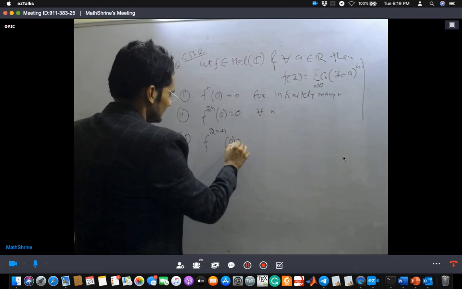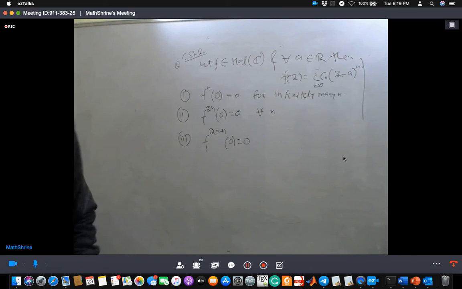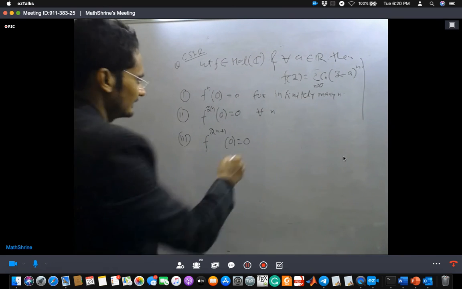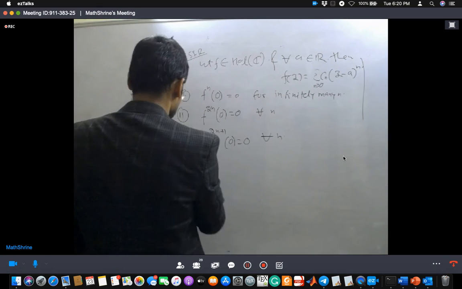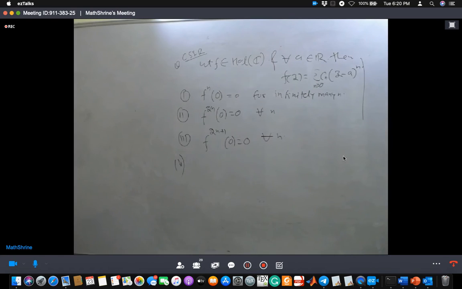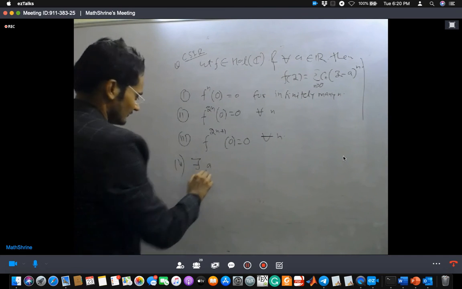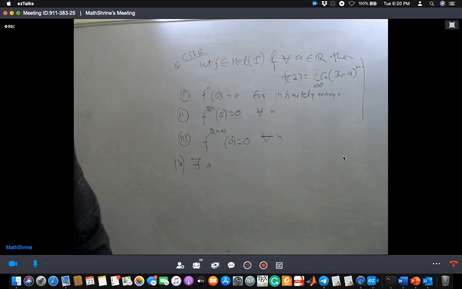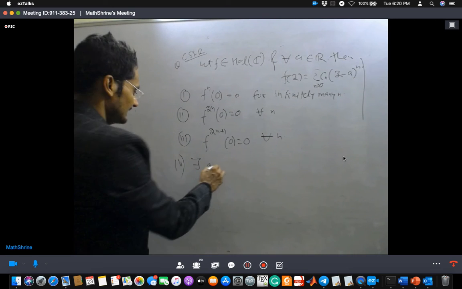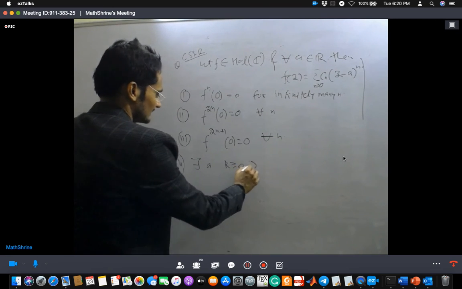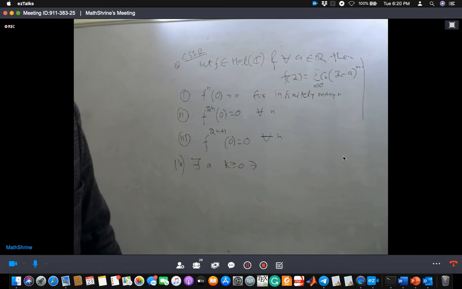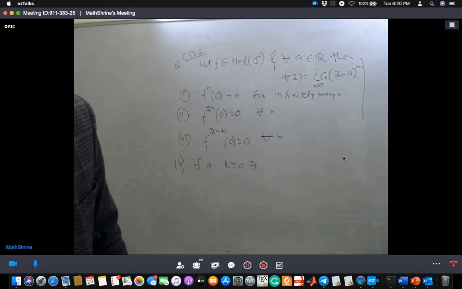The fourth option: there exists a positive k such that the nth derivative of f at 0 is equal to 0 for all n greater than or equal to k.